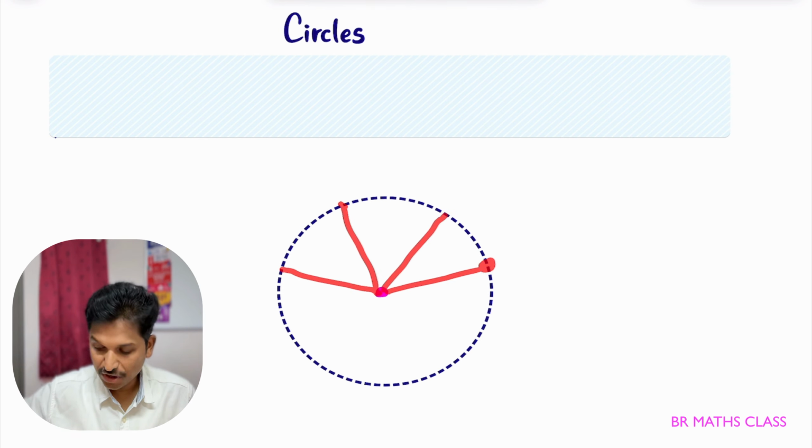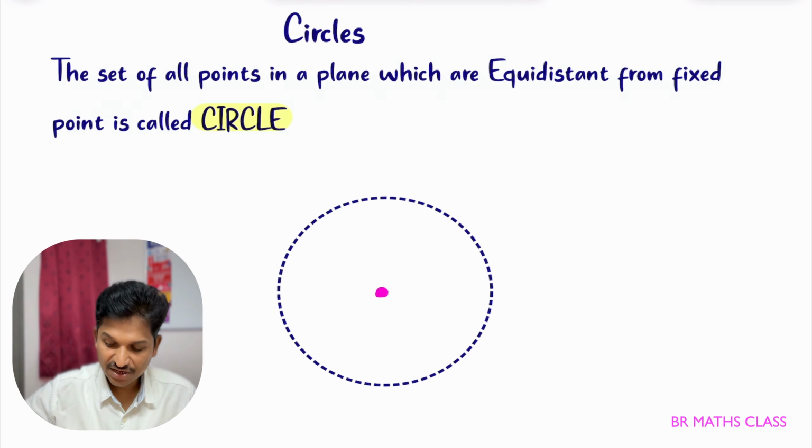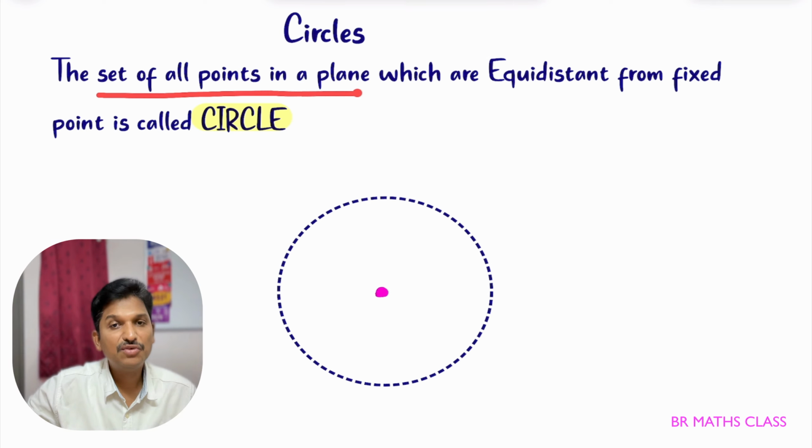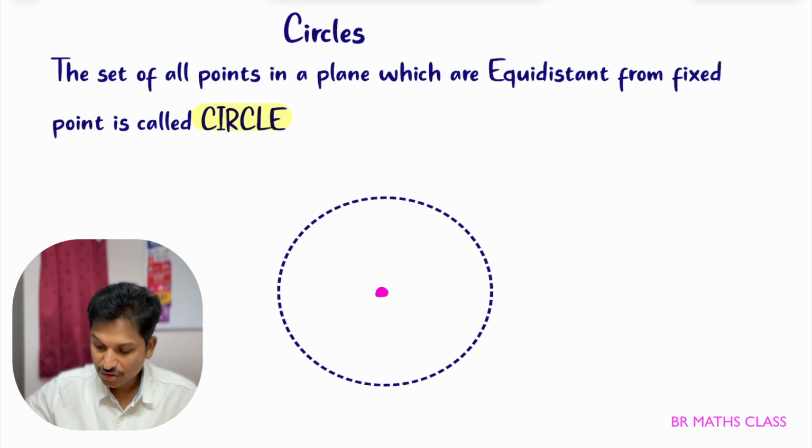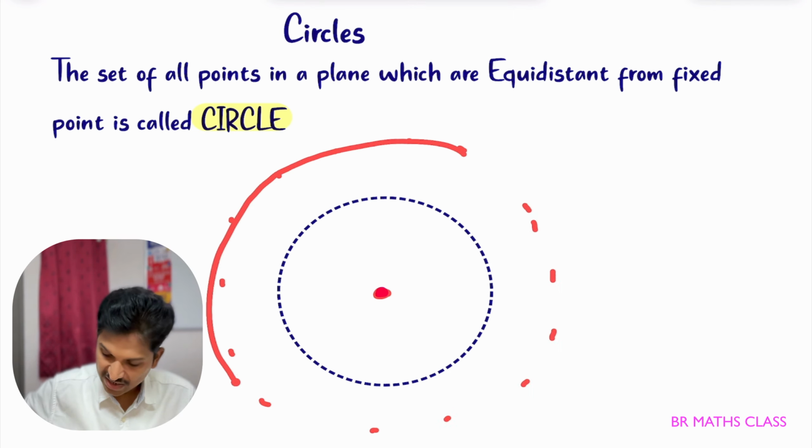Whatever points are there, they are all equidistant from this fixed point, right? So what is the definition of a circle? The set of all points in a plane which are equidistant from a fixed point is called a circle. First, you take one fixed point. Now you take all the points which are equidistant from this fixed point and then join all such points. For example, if this is the fixed point, you can take points like this also which are equidistant. If we join all these points, you will get a circle.